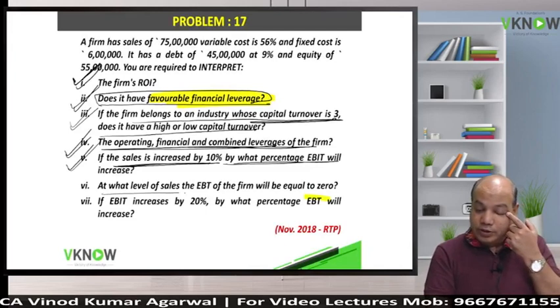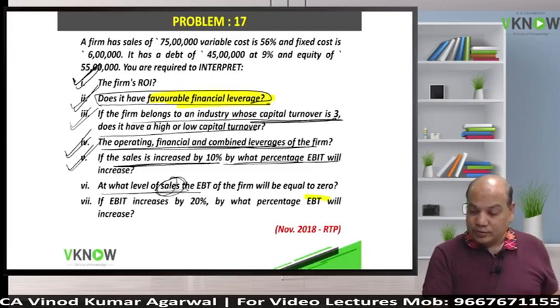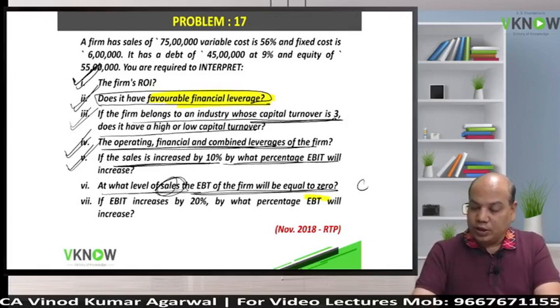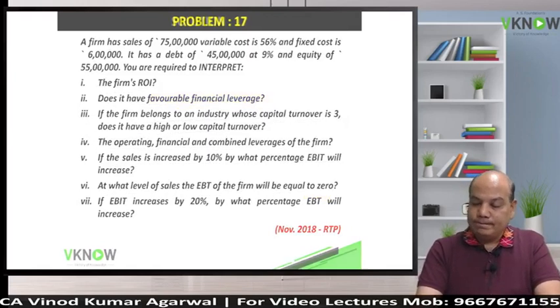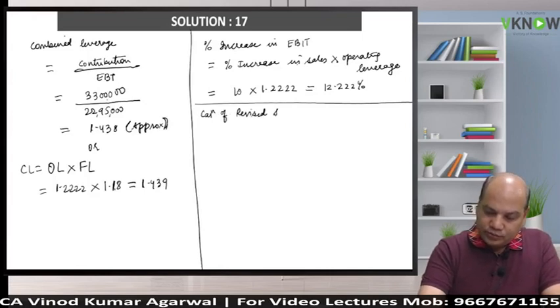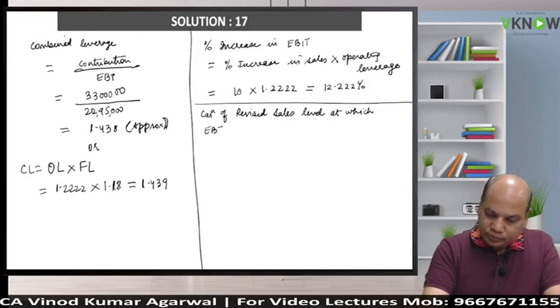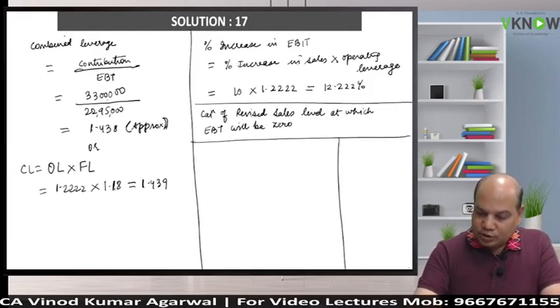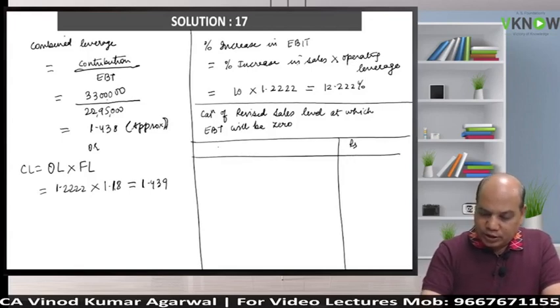Next question: at what level of sales will EBT of the firm be equal to 0? So here we are going to apply combined leverage. Write calculation of revised sales level at which EBT will be 0. Very few students are able to answer this question correctly.